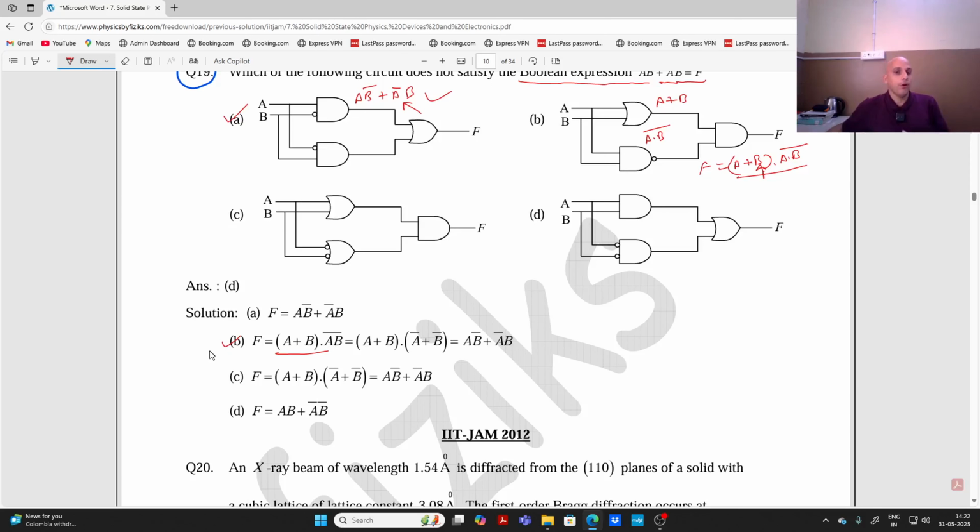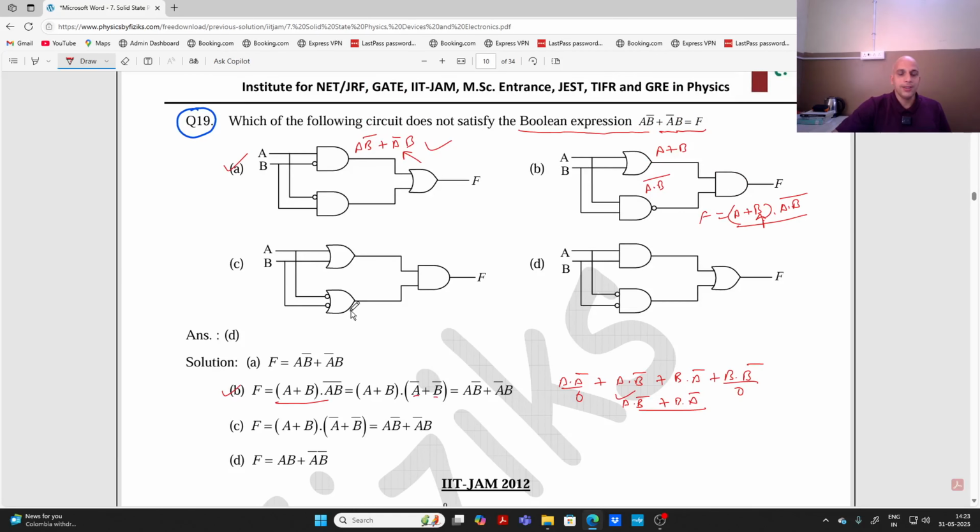I mean, a b naught can be written as a naught plus b naught, a bubbled OR gate. In that way, it will become very easy, because when you multiply, it will become a into a bar plus a into b bar plus b into a bar plus b into b bar. So these are 0, right? You are left with a into b naught plus b into a naught. So this is again the same thing that they are saying, right? So it means this circuit is also satisfying this.